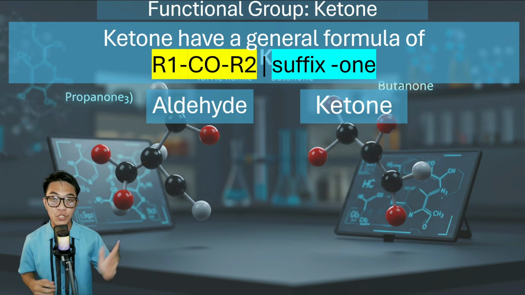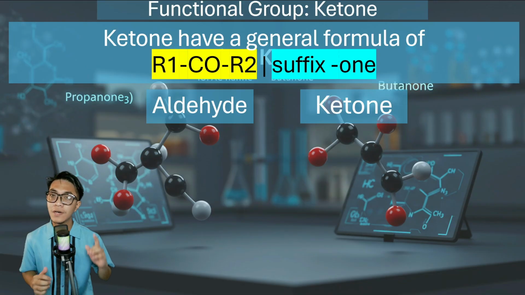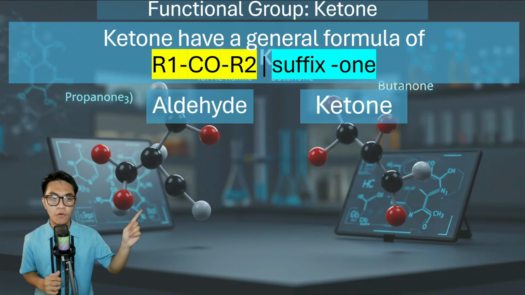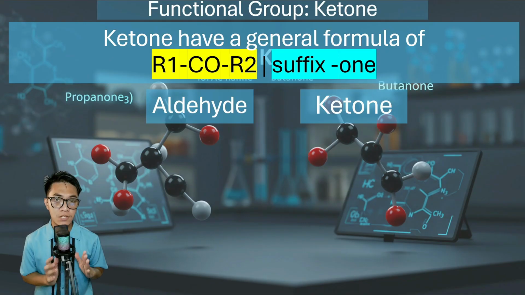Ketone is one of our functional groups in organic chemistry, and it is widely used mainly as a solvent in different industries. Now, ketone has a general formula of R1-CO-R2, wherein R1 represents the first carbon chain, and in between we have its carbonyl group followed by another carbon chain, and ketone has a suffix of -one.